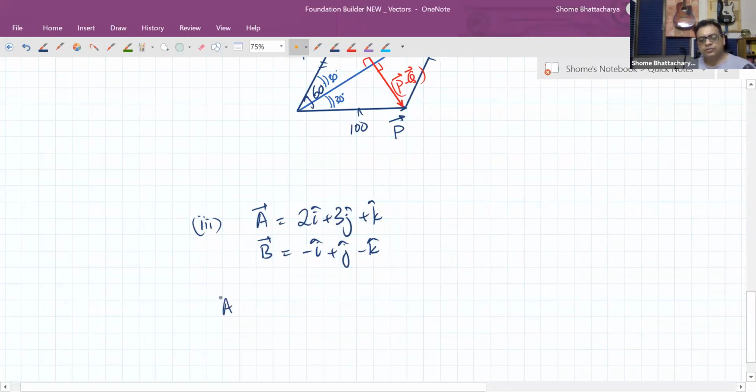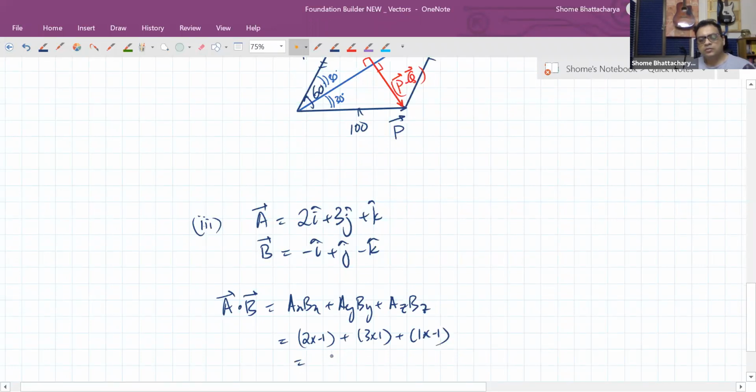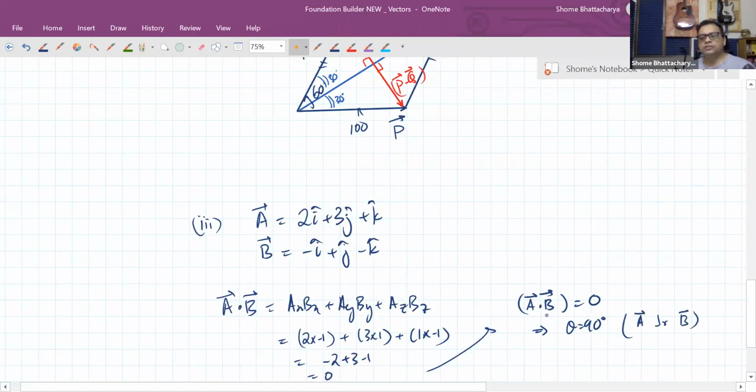Okay. So just use the formula A dot B is AX BX plus AY BY plus AZ BZ. So that over here is becoming 2 into minus 1 plus 3 into 1 plus 1 into minus 1. So minus 2 plus 3 minus 1. So that's 0. So A dot B is 0. So that is also telling us that they are perpendicular to each other. So this implies that theta is equal to 90 degrees. That is, the vector A is perpendicular to the vector B. So this is the useful information over here.